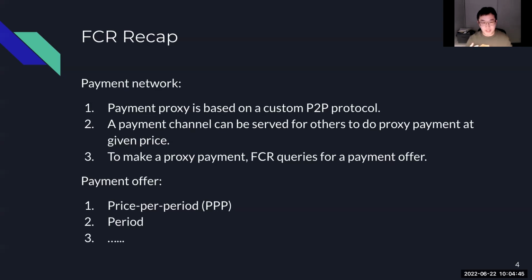So the user will pay a certain surcharge to do a proxy payment, and it is captured in a price per period and a period. So for example, if you wish to charge others 5% for any proxy payment, price per period would be 5, and period is 100.